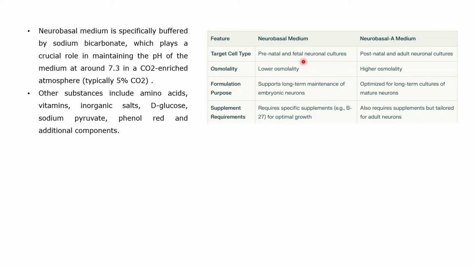This is because in order to grow an adult neuronal cell, it prefers a media containing higher osmolarity, as preferred by the fetal neuronal cells there. So this consists of higher osmolarity because of the presence of a higher concentration of salts and everything. And also, basically, this particular media, as compared to simple common neurobasal media, is used for growing adult neurons only.